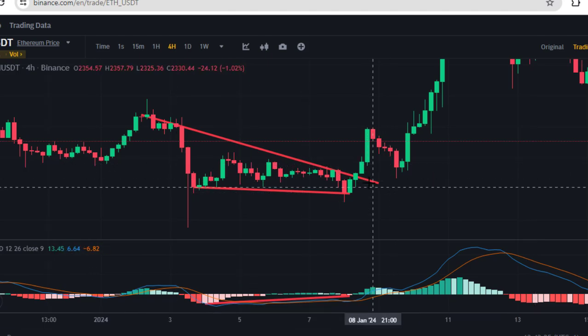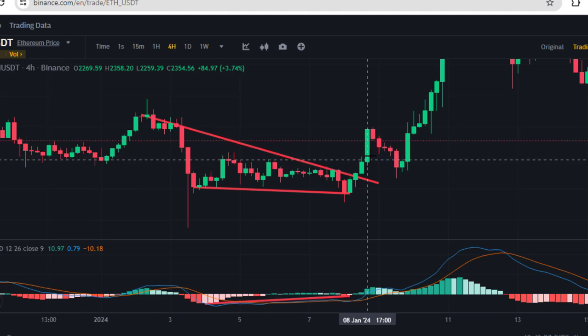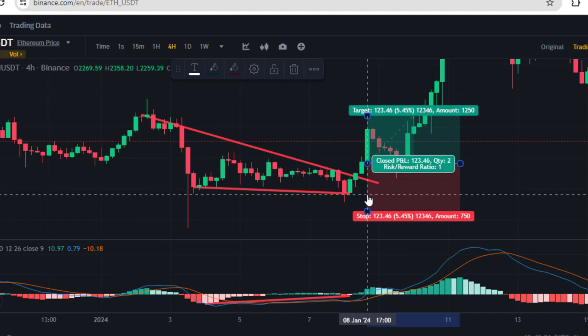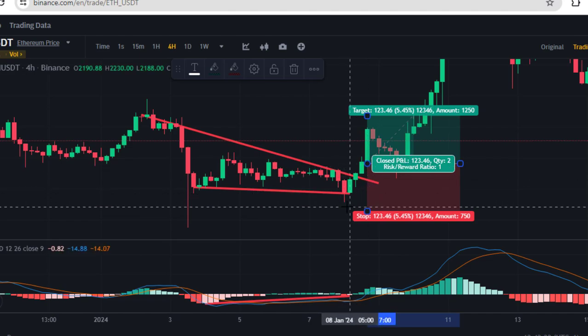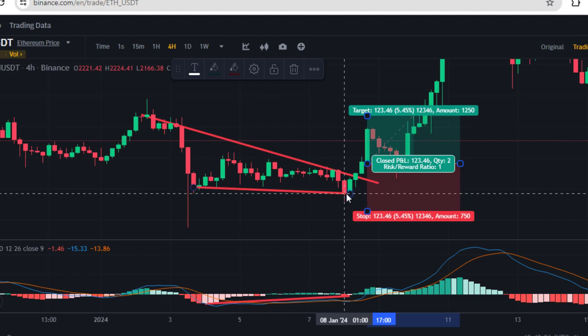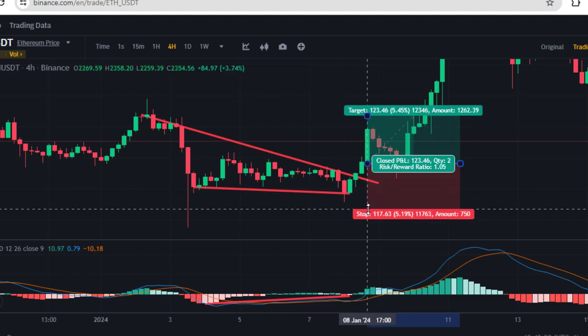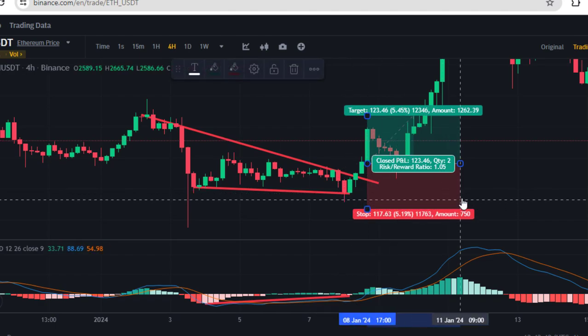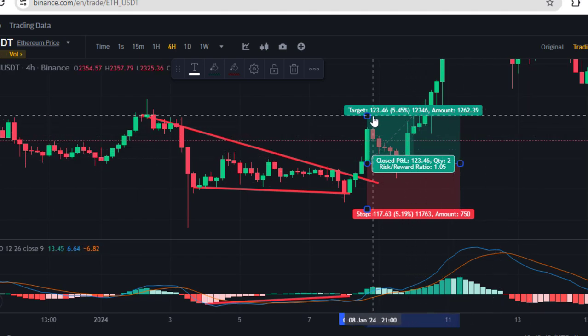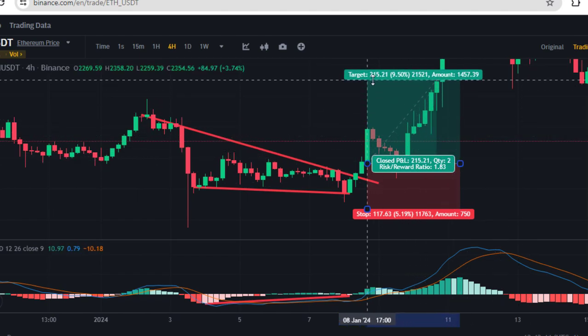So from here, you enter the trade at the formation of this candle, and your stop loss has to be below the previous support for an uptrend. In this case, your stop loss has to be slightly below here, and your take profit has to be 2 times your risk, okay, in this case.